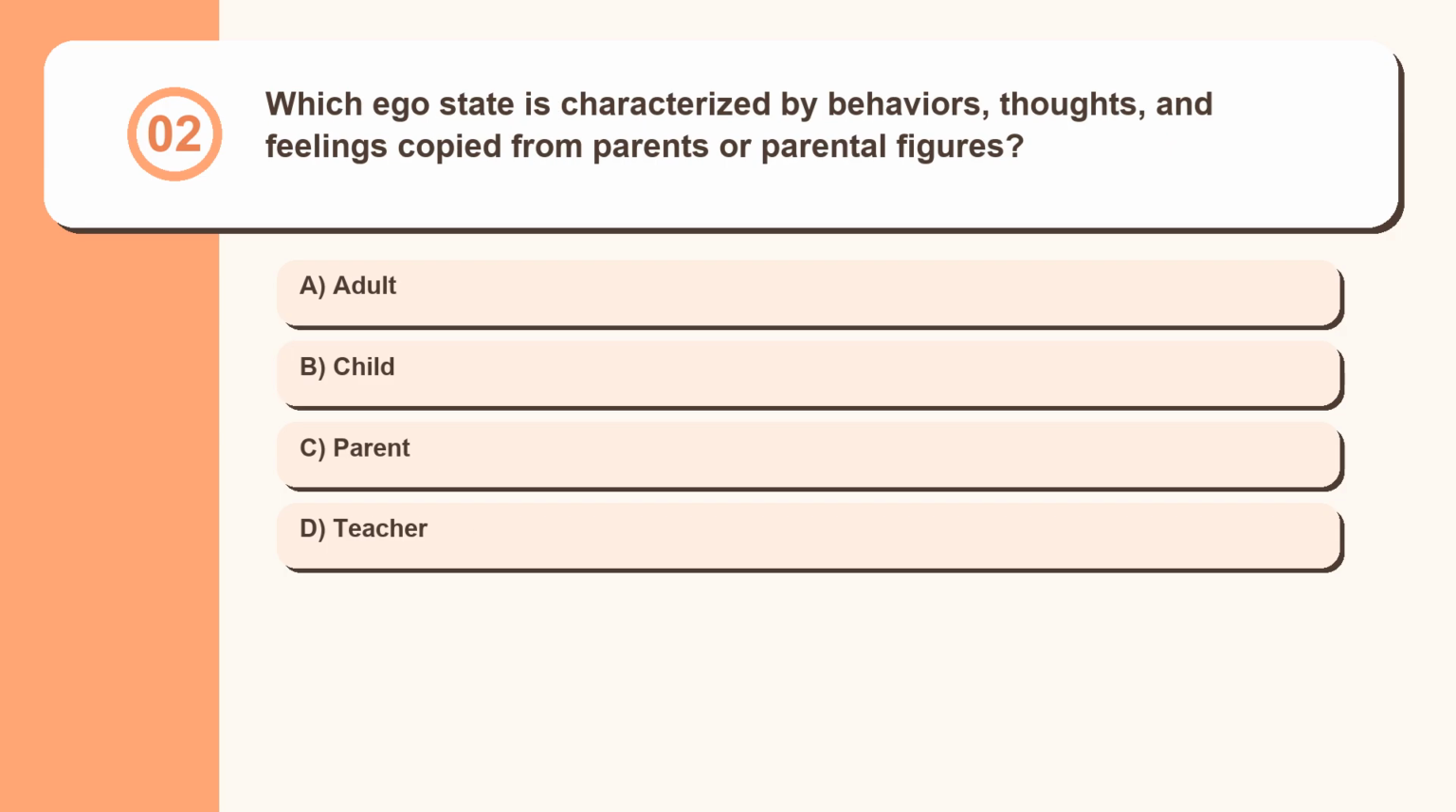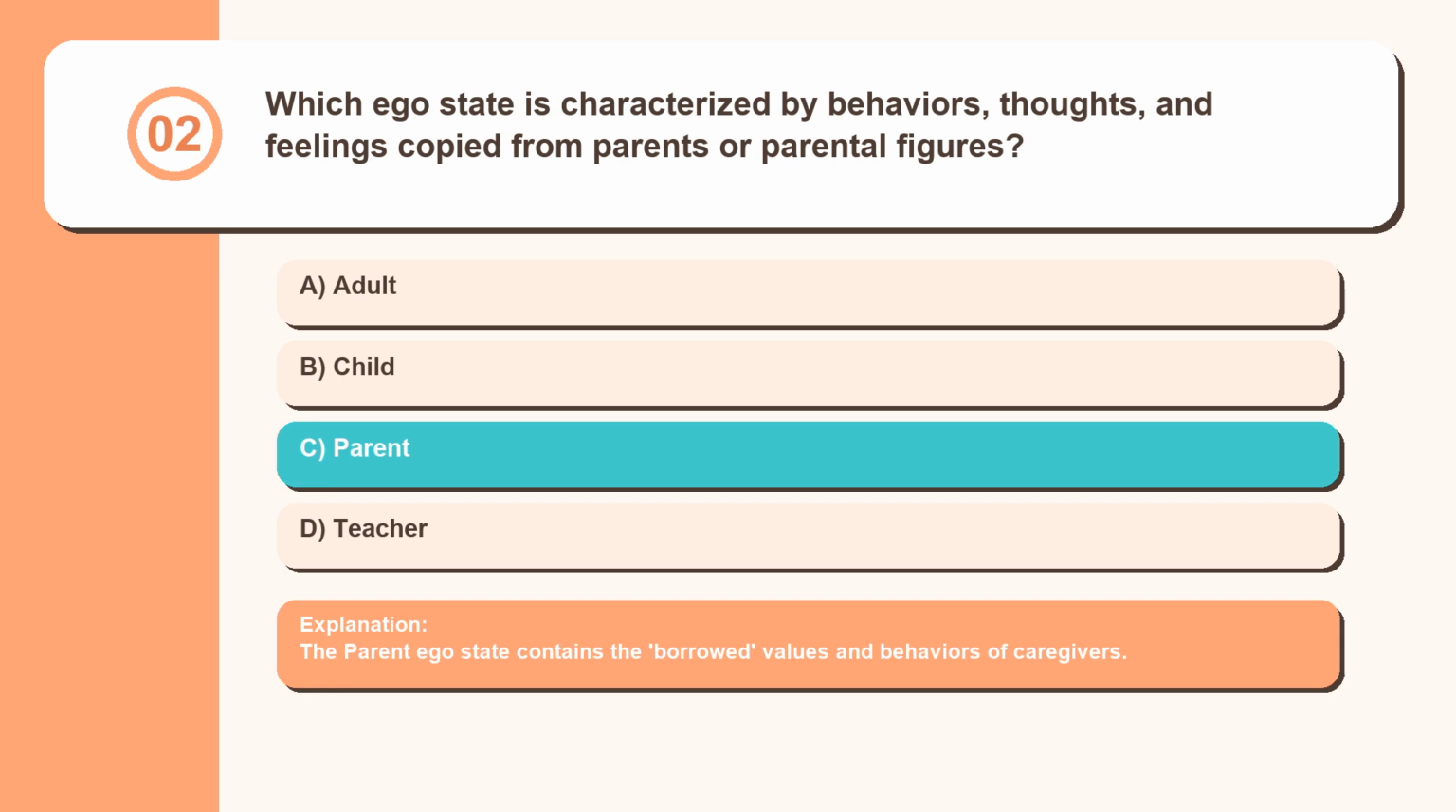Question 2. Which ego state is characterized by behaviors, thoughts, and feelings copied from parents or parental figures? Adult, child, parent, teacher. The parent ego state contains the borrowed values and behaviors of caregivers.